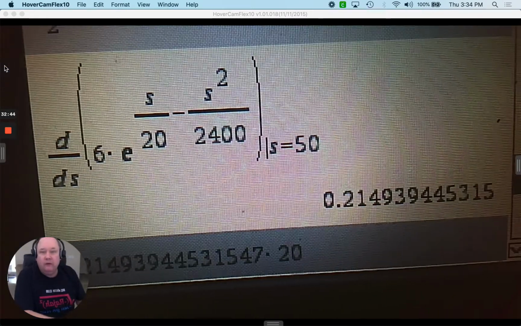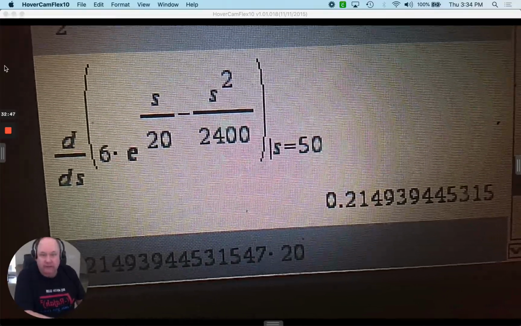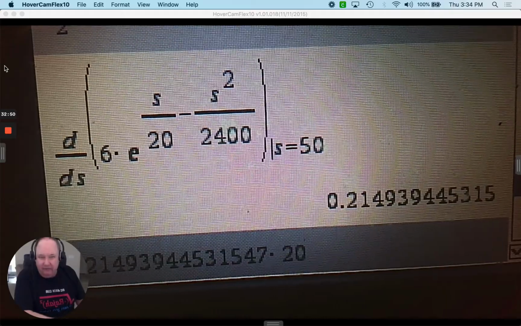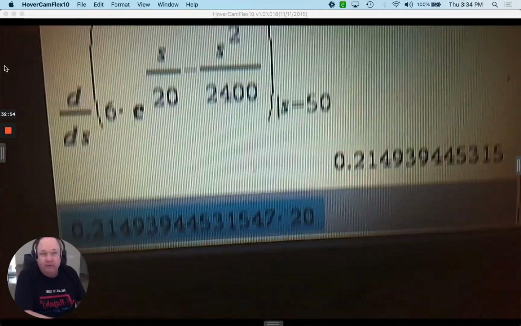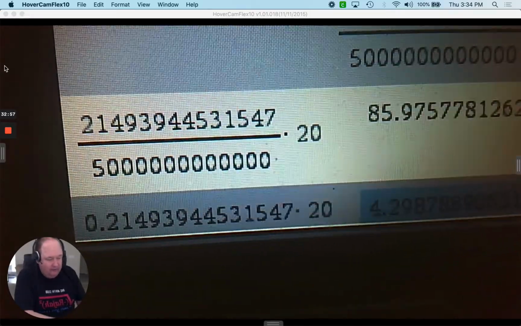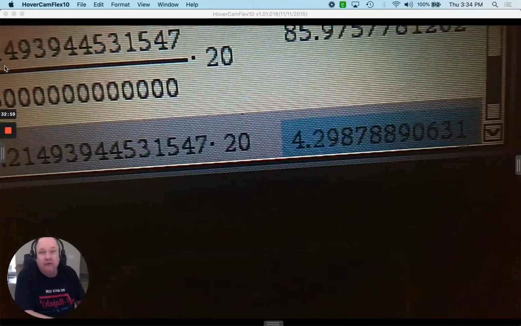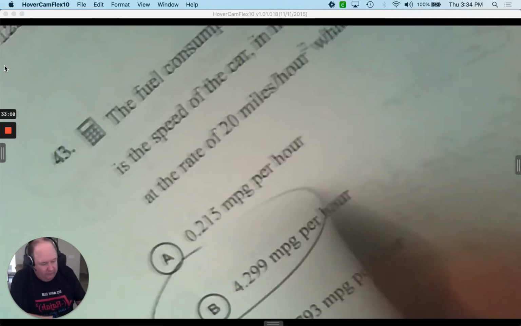So this is what it looks like. So take the derivative and then evaluate it at 50, and that's the answer. And then once you have the answer, you multiply that answer times 20. And this is the answer you get, 4.299. So that answer matches with B.